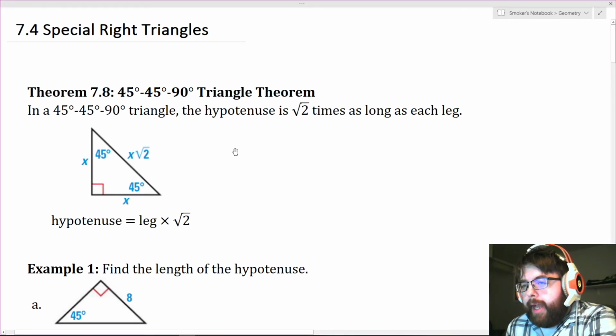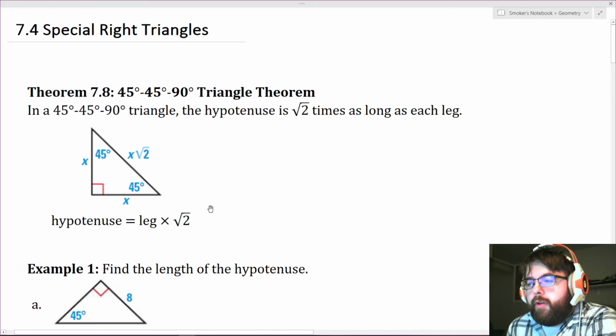But not only that, we also have a relationship that leg length has with the hypotenuse. If we were given one leg, we would know what the other leg is because it's equal to it. We could use the Pythagorean theorem, but there's a faster way to do it, and that is to multiply whatever that leg length is by the square root of 2.